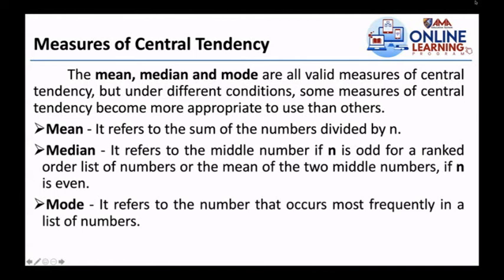Okay, the mean refers to the sum of the numbers divided by n. Median refers to the middle number if n is odd for a rank order list of numbers, or the mean of the two middle numbers if n is even. We'll have examples for this, for you to be able to understand these concepts better. Mode refers to the number that occurs most frequently in a list of numbers.